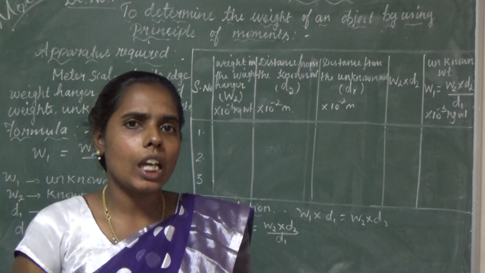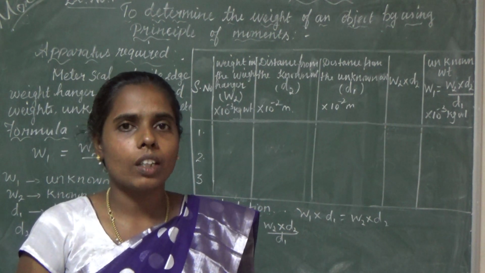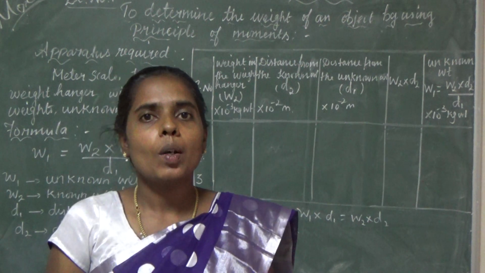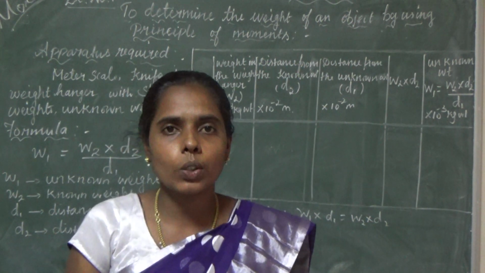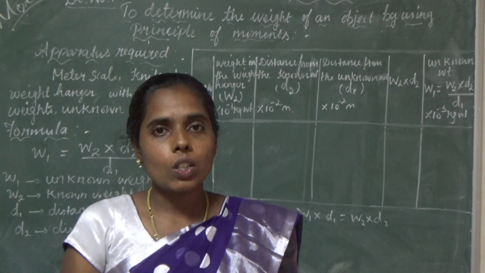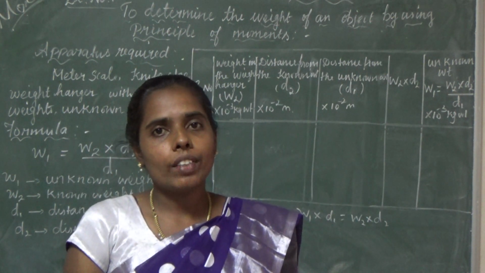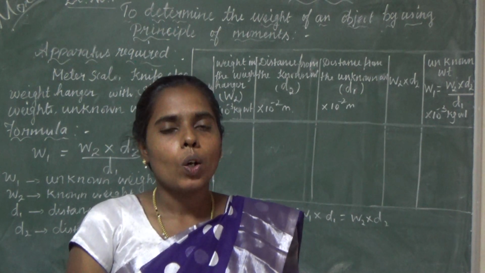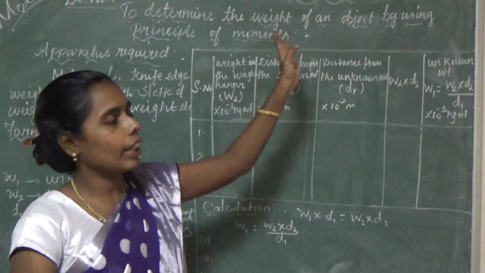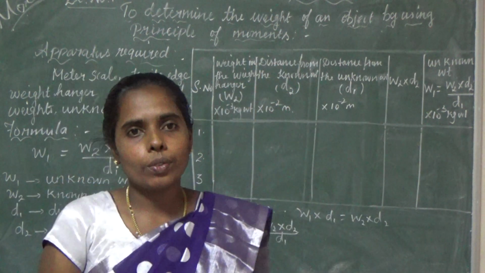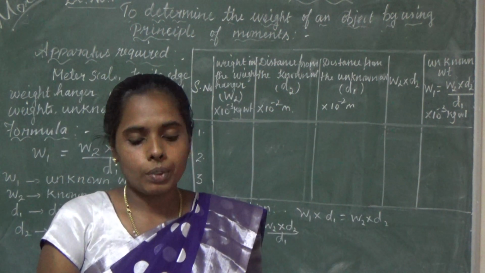So moment of force, you already studied the formula. What is that? Moment of force is equal to the product of force and distance. The product of force into distance is called moment of force. We already studied this in the theory portion, isn't it? By using the principle of moments, we are going to find the weight of an object.